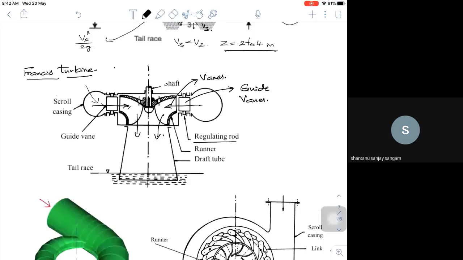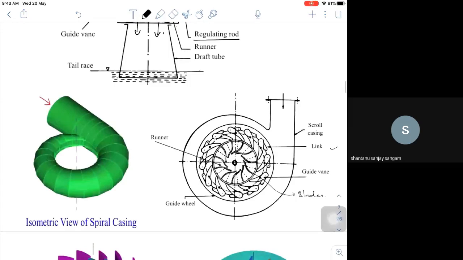Okay. And we have something called a regulating rod. These rods are all connected to form some kind of a lever. Look at this. If you look at all these things, these are the rods. They are all connected. So if I move one particular lever, all the guide vanes will move by the same angle. So there is something called a regulating rod, which connects all the links and is used to open or close your guide vanes.